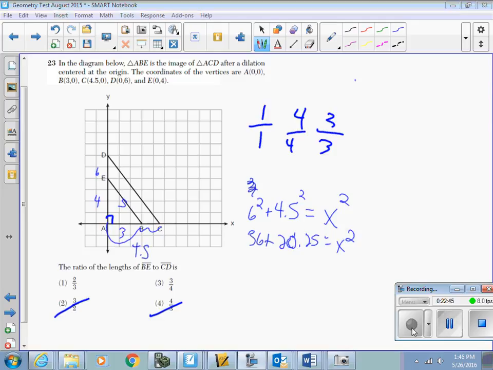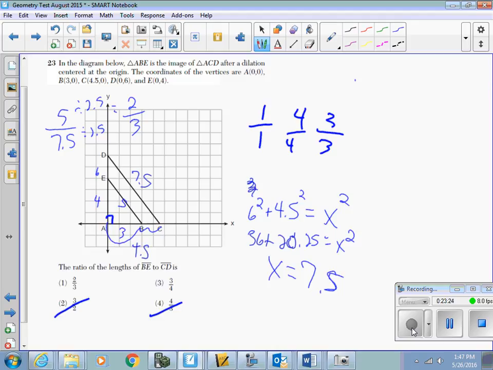All right, once you do all that, you end up getting x is equal to 7.5. So this length here is 7.5. So if you look and say, okay, 5 over 7.5, well, if you put that in the calculator, you can see that that is actually 2 over 3. If you divide this by 2.5, divide this by 2.5, you get 2 over 3.